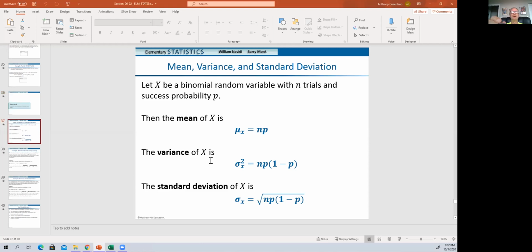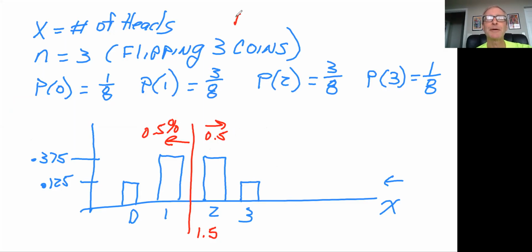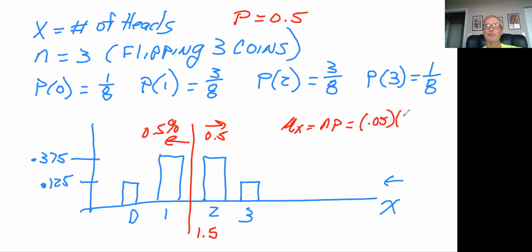So let's take a look at the problem I have on the whiteboard. And remember, the p-value in this case is 0.5, probability of getting a head. So what would be our mean, mu of x? Well, again, that would be n times p. And if you do that, that would be 0.5 for p and 3 for n. And just like we were estimating, it was right in the middle, and so it'd be 1.5.